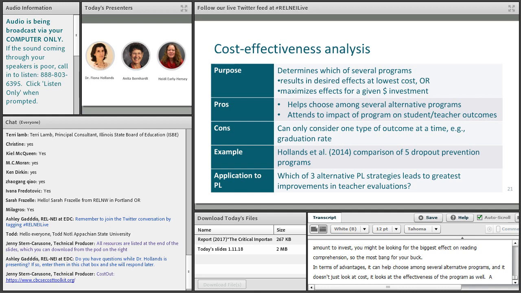A disadvantage is that you can only consider one type of outcome at a time. So you can compare several programs which improve the graduation rate, but you would not be able to compare a program that improves the graduation rate to one that improves kindergarten readiness.